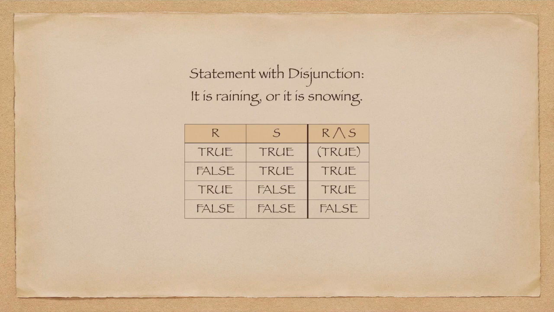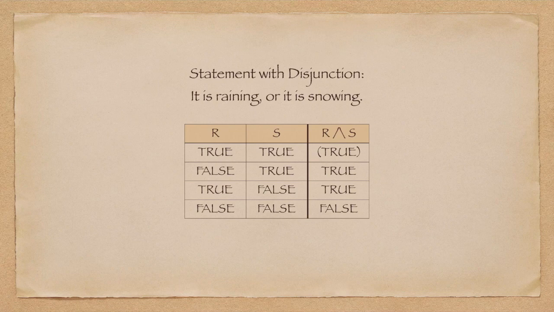Moving on, if R is false and S is true, then R or S is actually true. Because the second one is true, one part is true, therefore the whole statement is true. If R is true and S is false, the same deal, R or S is true. But if both R and S are false, then the statement that we have, R or S, is also false because neither is true.